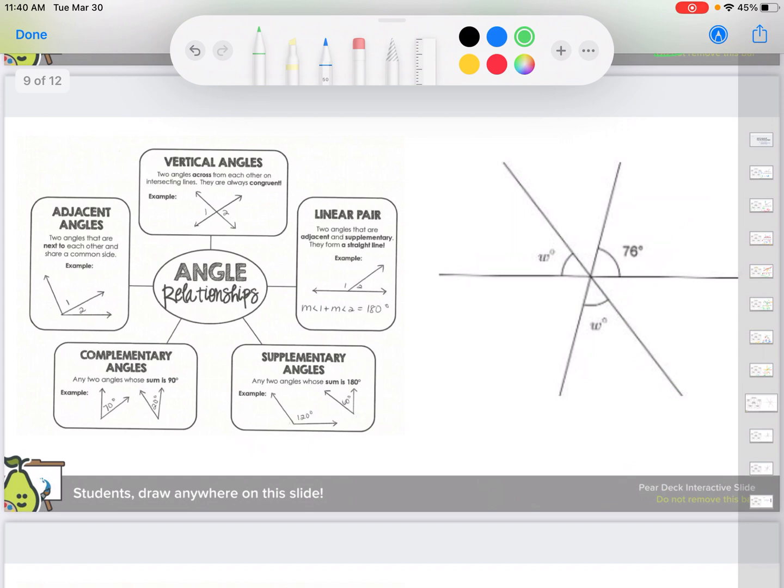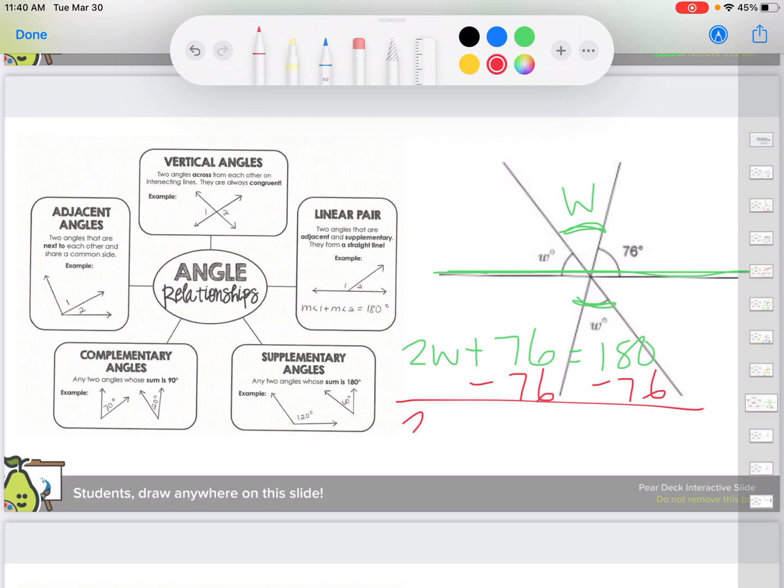All right, same thing again. So I know that I have a supplementary relationship. I know that this angle is going to be vertical with this angle. So I have 2w plus 76 equals 180. From there, I'm going to subtract 76 on each side, and I'm left with 2w equals 104. Then I'm going to divide by 2 on each side. So x equals 52. Or I should say w equals 52. Changed my variable there.